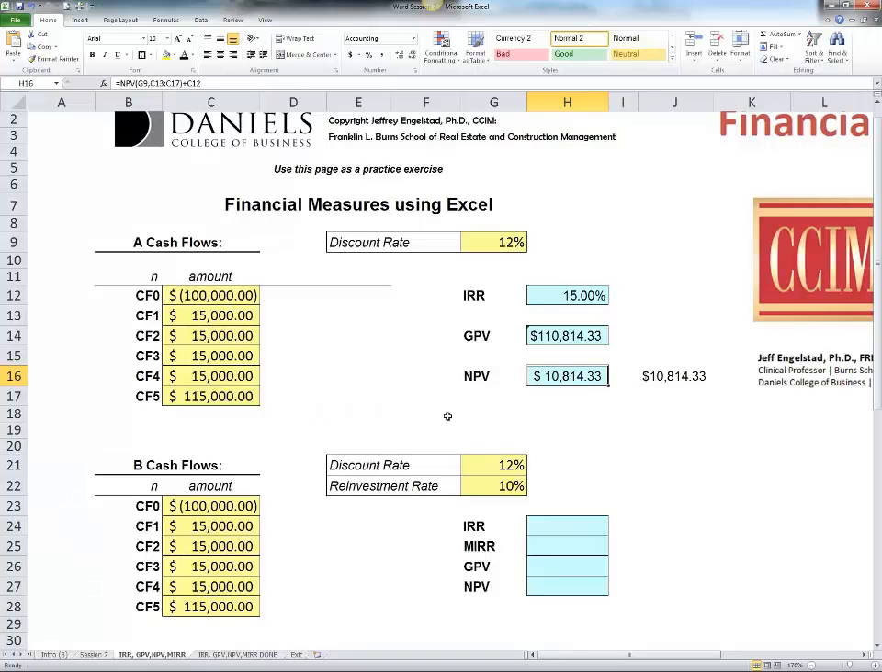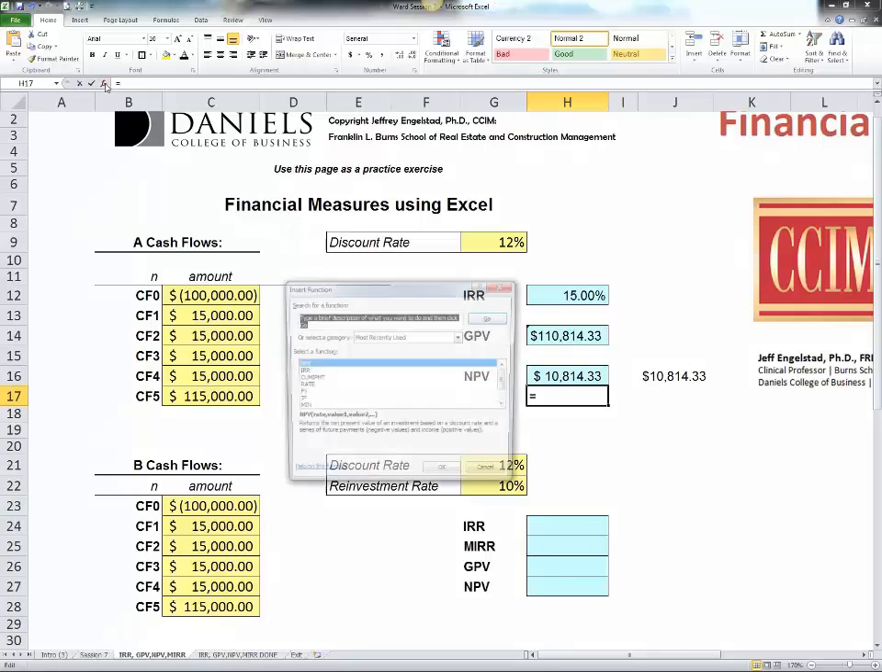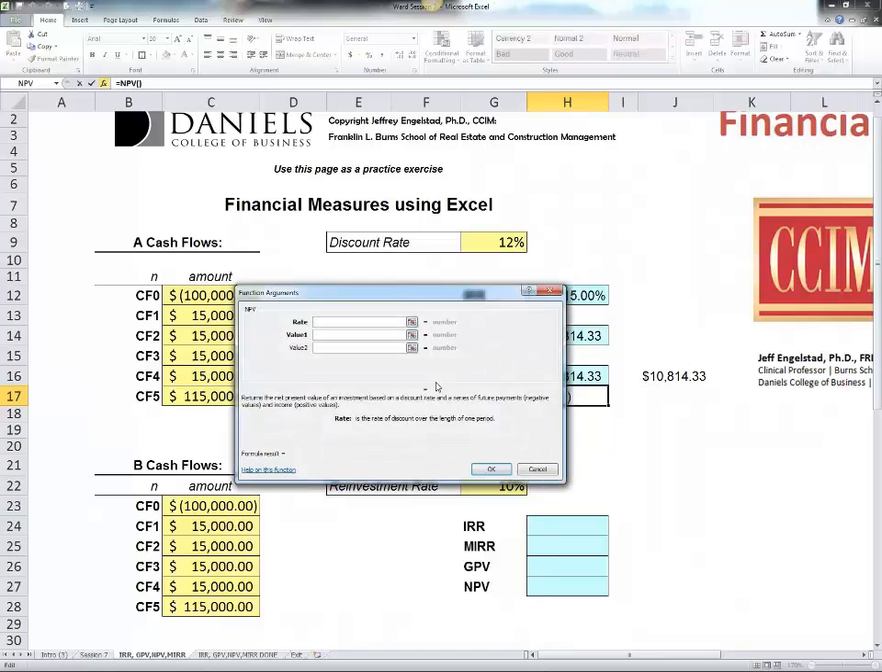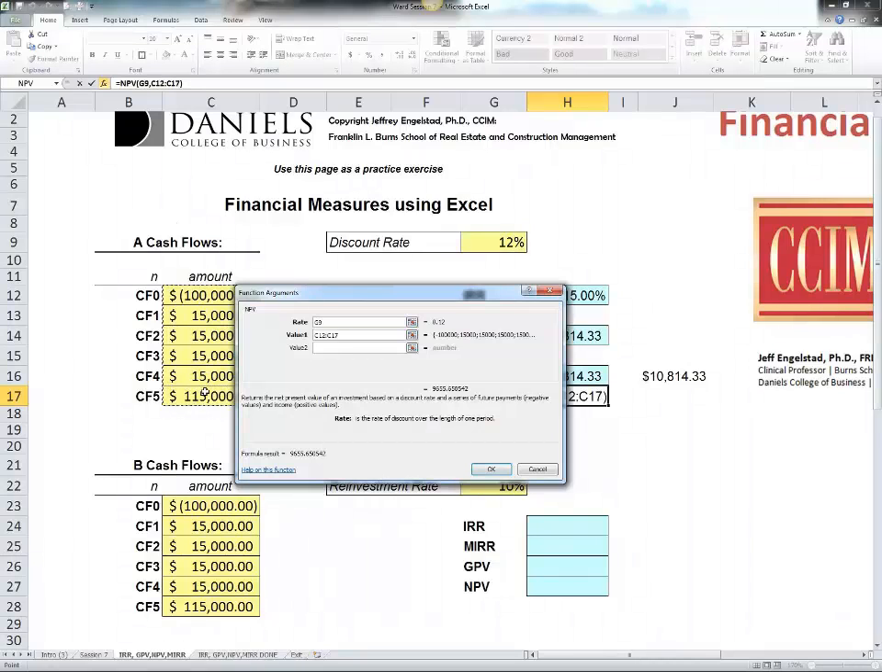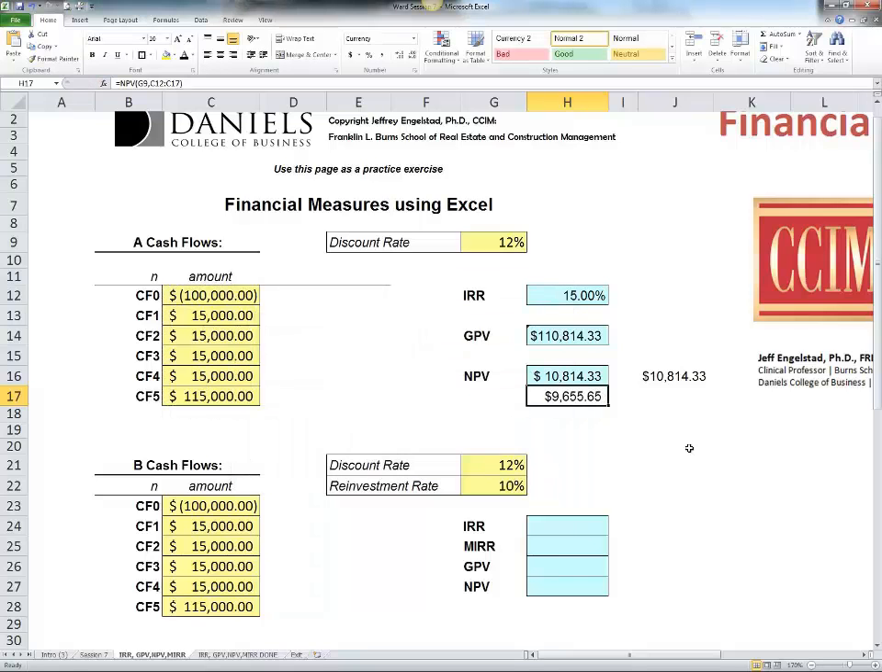Probably the most common mistake that people make in Excel relating to net present value is this. This will be done incorrectly. Take the net present value function, apply the discount rate, and then put in all the values, 0, 1, 2, 3, 4, and 5. And the reason that that makes some sense is because that's how you calculate an internal rate of return. And so it really makes sense that you might do it that way. However, look what you're going to get. You're going to get the wrong answer. The wrong answer is $9,655.65.